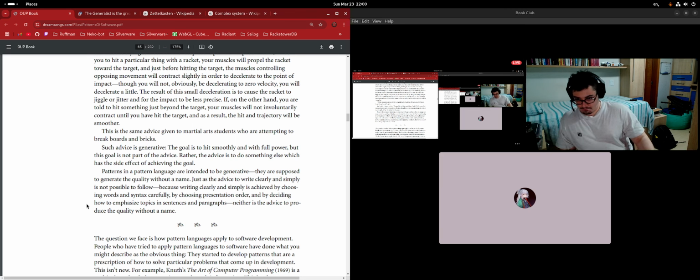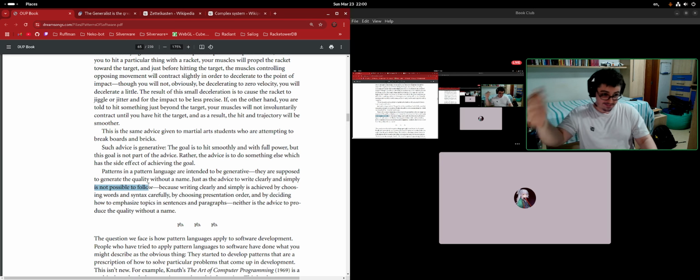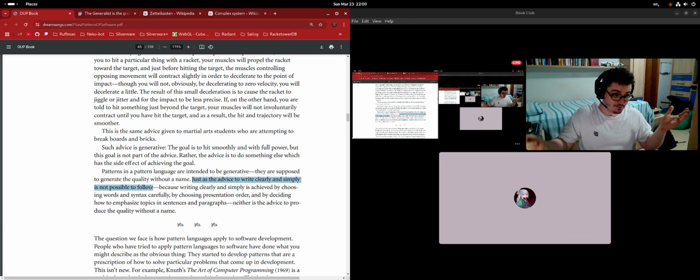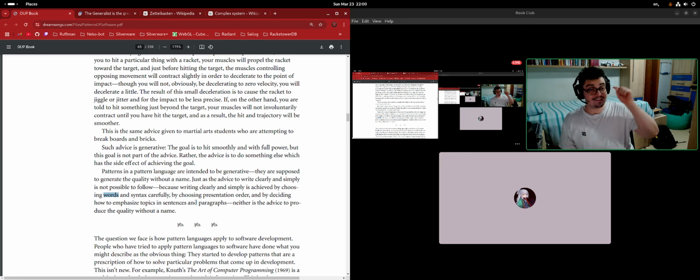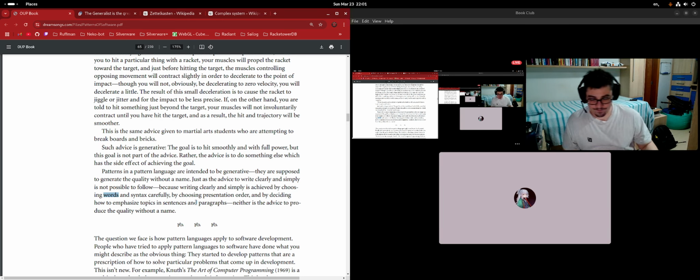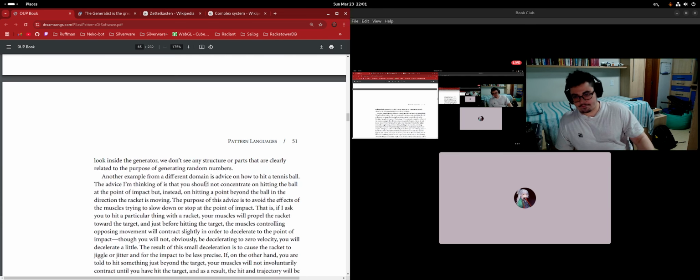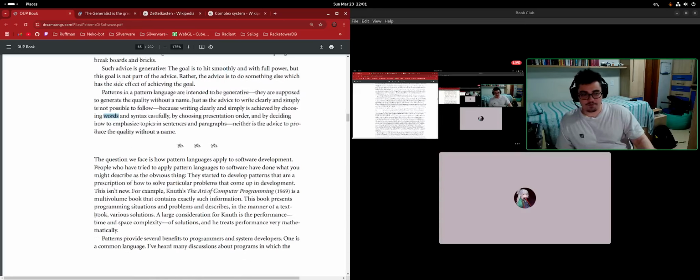So these are just examples. Just as the advice to write clearly and simply is not possible to follow. Yeah, that's very true as well. If you receive this advice, what does this mean? Who knows? But you can direct someone to use their words and syntax carefully, to pay attention to the presentation order, to emphasize topics in sentences and paragraphs. Those particular individual things indirectly help you achieve the final goal. So yeah, I would say that this is very real as well.